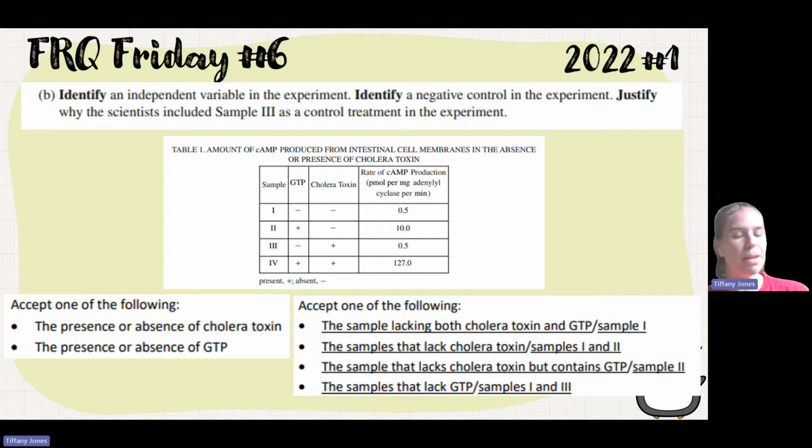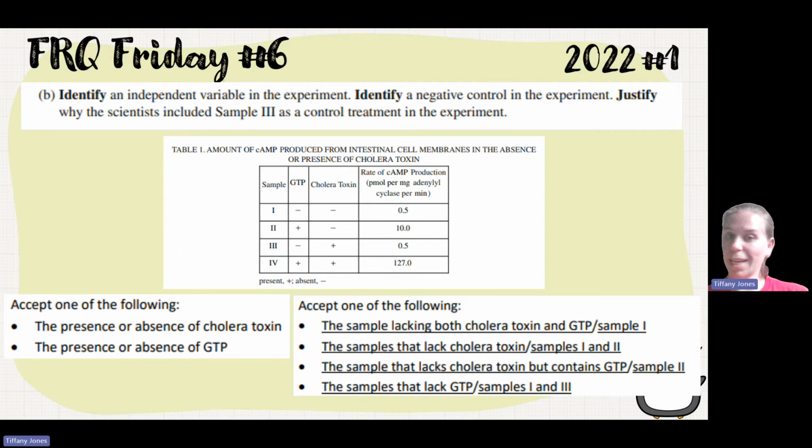And so in this case, our independent variable is going to be what the scientists are testing. And so we're testing GTP as well as we're testing cholera. So the presence or absence of either of those would be considered your independent variable. Could you have both? Yep, but it doesn't get you any extra points. So you just had to give me one of those, either presence or absence of cholera or presence or absence of GTP, but you had to have that entire bullet point there.